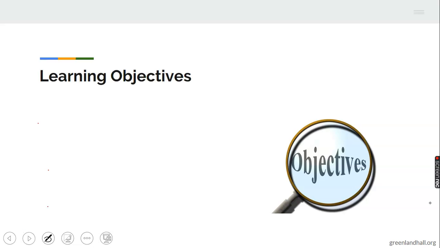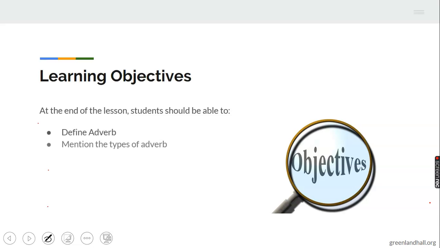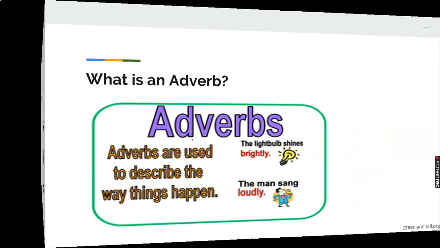Okay, let's look at the learning objective. What do I expect you to learn at the end of this class? I expect you to be able to define adverb for me, mention the types of adverbs, and then give examples of adverb. Do you get that? You should be able to define adverb, mention the types, and give examples of adverb.